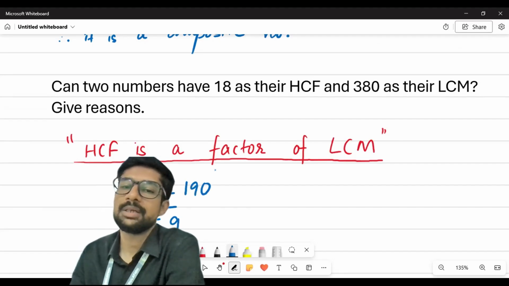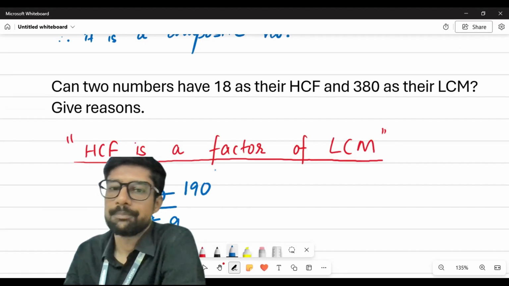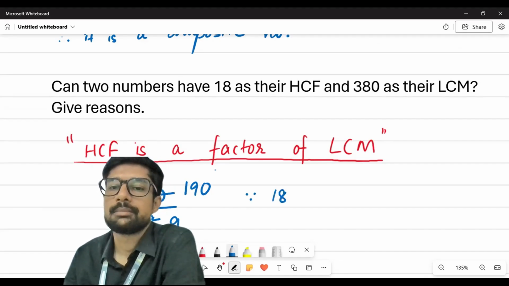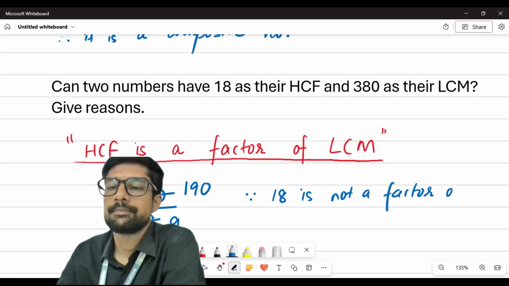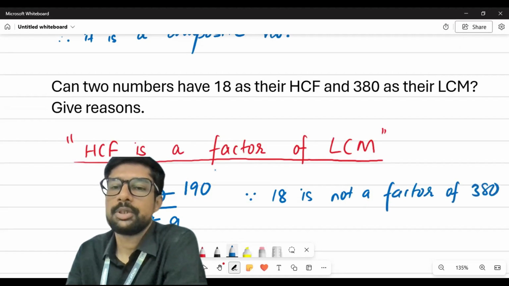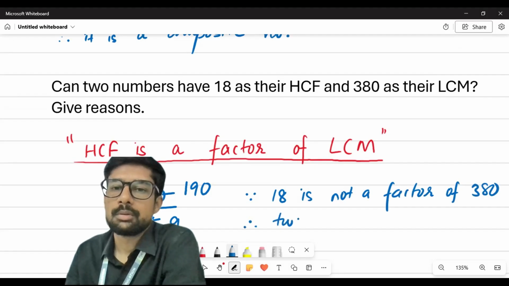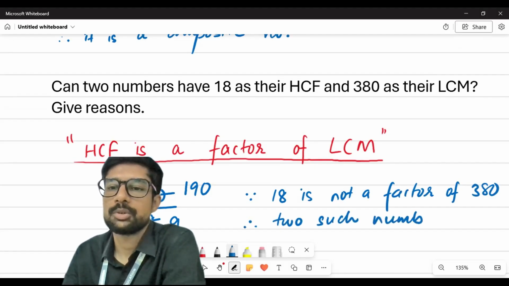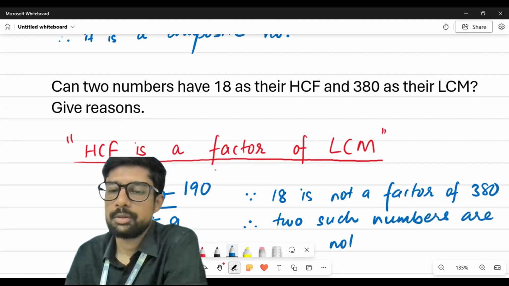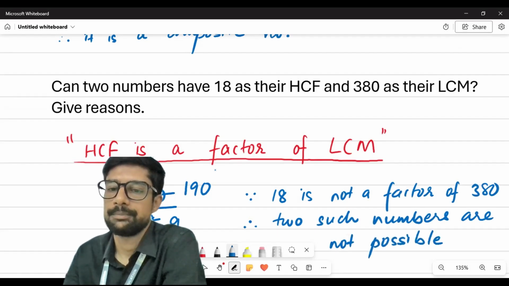That's it. Now it cannot be executed, so it's not divisible. Okay. Since 18 is not a factor of 380, therefore 2 such numbers are not possible. ये एक रेंज और बढ़ गई. वैरायटी और ऐड हो गई हमारे वोकैबुलरी में कि ऐसा क्वेश्चन भी आ सकता है.